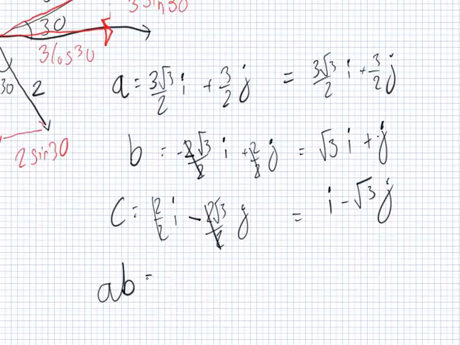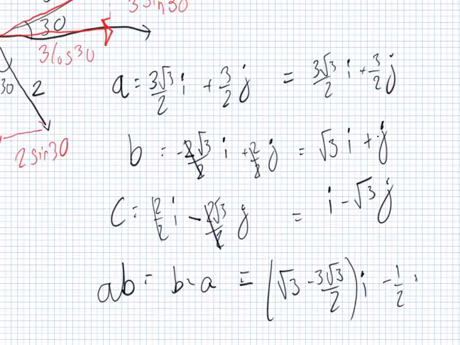AB. B minus A. So that would be root 3 minus 3 root 3 over 2 i, and then 1 minus 3 over 2, so that's minus a half j. Yeah. Okay.